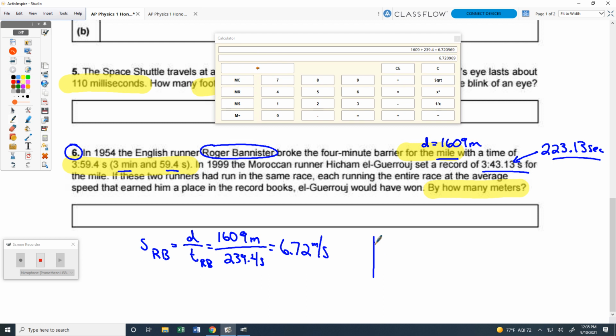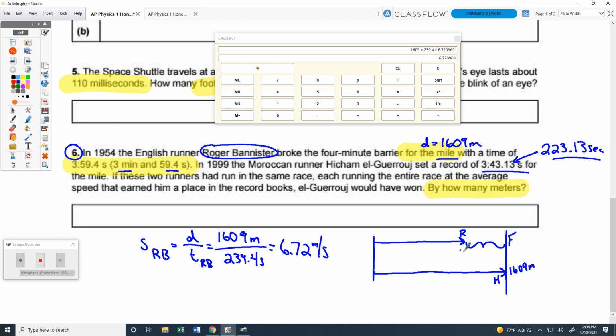So here's the way I kind of thought of this problem: they start at the same place. Roger takes off. Roger runs to about here. So this is Roger. But then if they take off at the same time, Chacham actually runs and he gets all the way to here. This is the finish line. This is 1609 meters. So there's Chacham. We are trying to figure out how far it is from here to there.